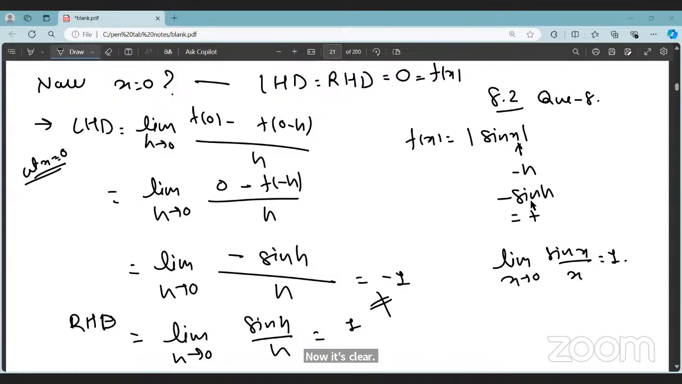Now let's go toward activity question 8.3, question number 5. What is this? 8.2? 8.3.